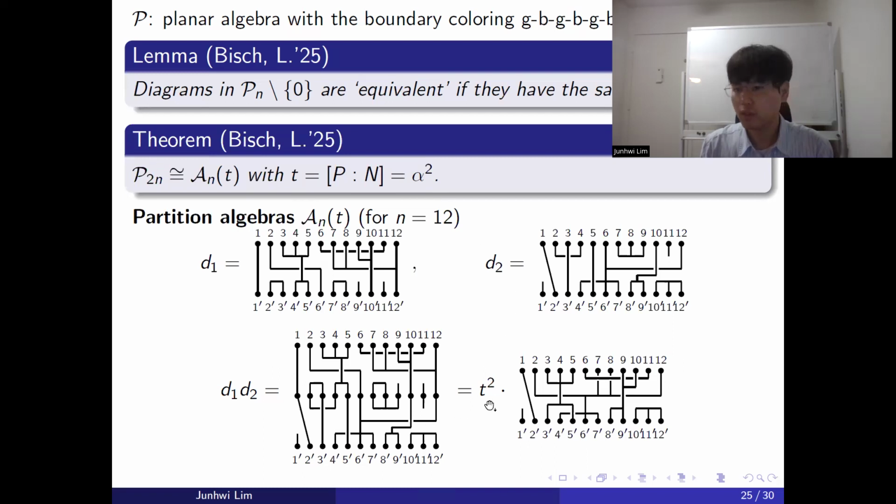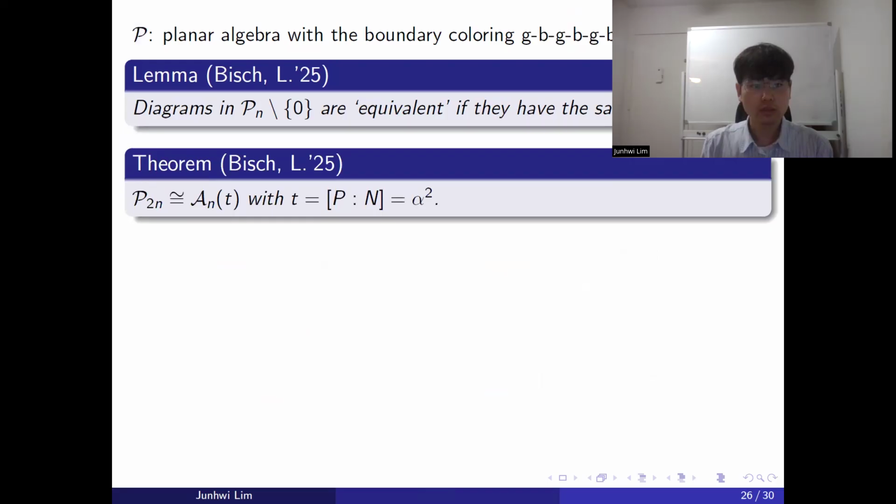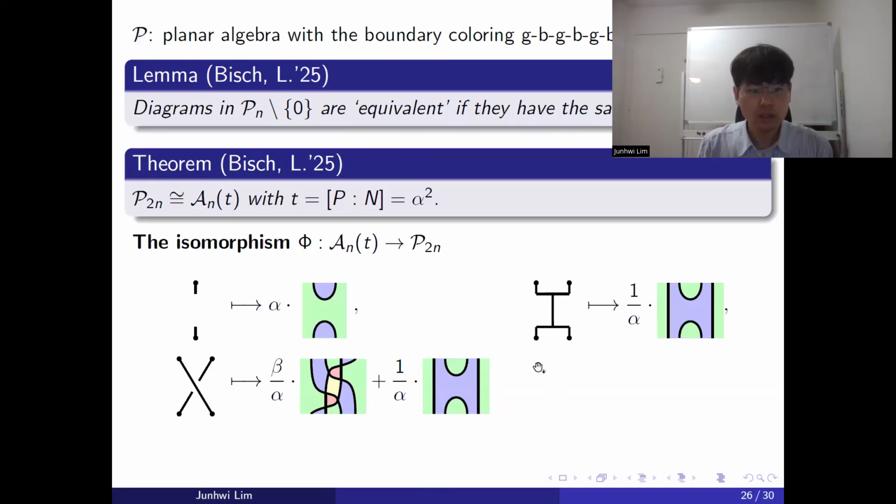A factor of t squared. On the left-hand side, we have the generators of the partition algebra, and the isomorphism from the partition algebra to our planar algebra looks like this.